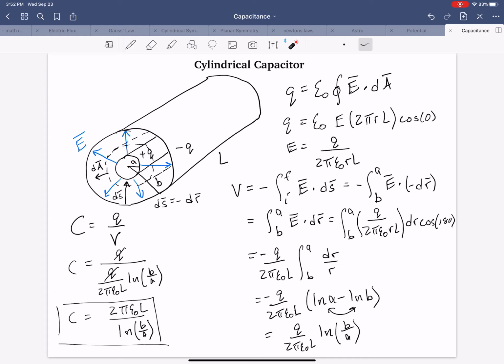So this is how you calculate the capacitance for a cylindrical capacitor.